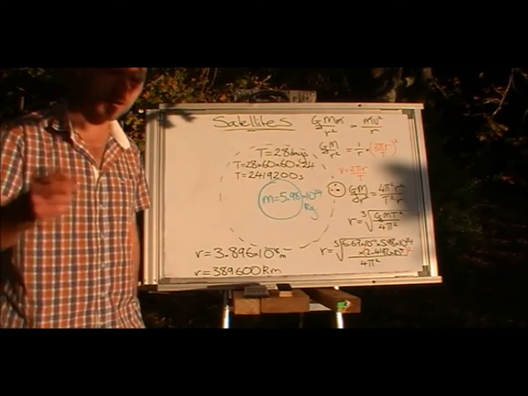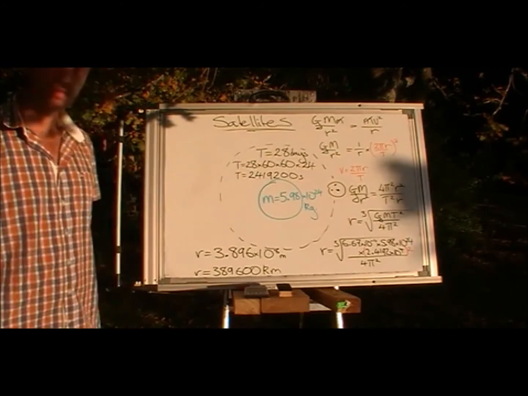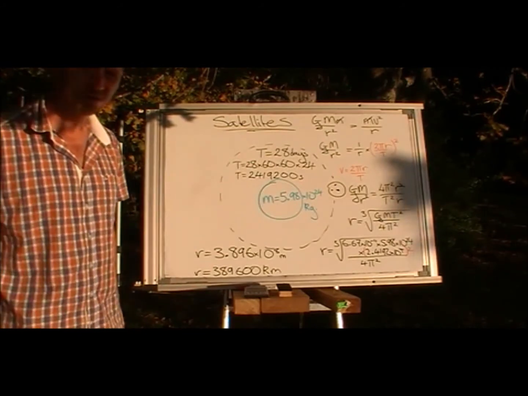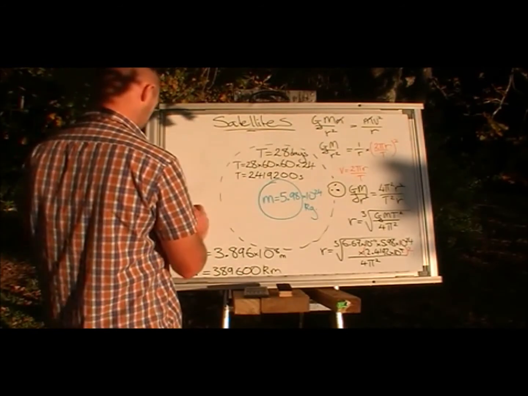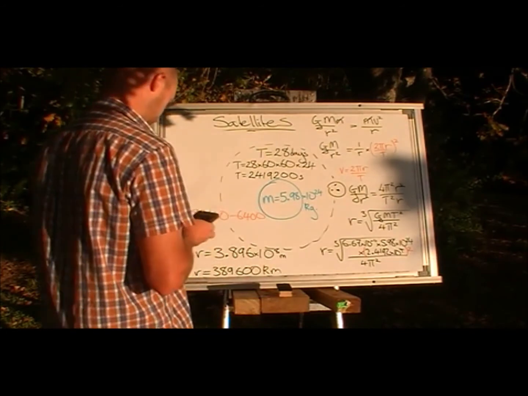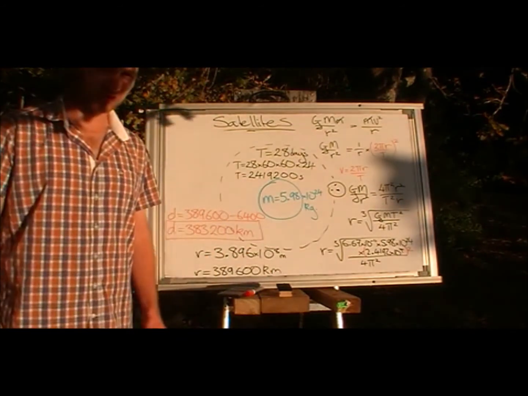But the question I asked you was, how far is it from the surface? Do you remember the radius of the Earth? 6,400 kilometres. So that's my final answer.